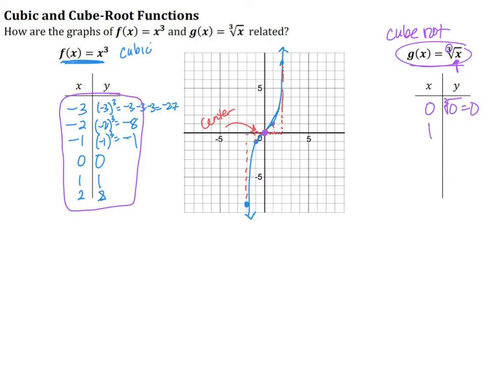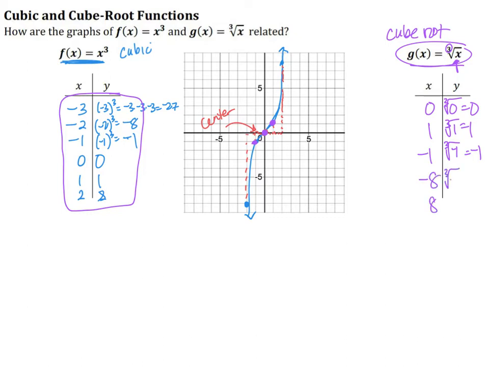1 is a perfect cube. The cube root of 1 is 1. So this point is also on there. Negative 1 is a perfect cube because negative 1 times negative 1 times negative 1 is negative 1. So this point is on that graph. And negative and positive 8 are my other two values.